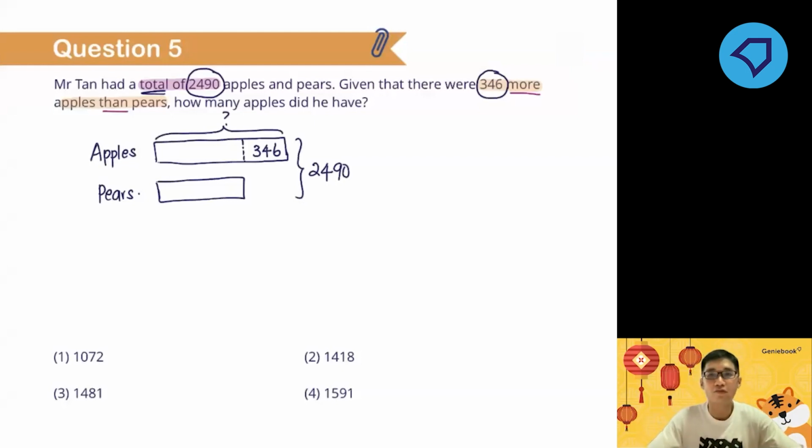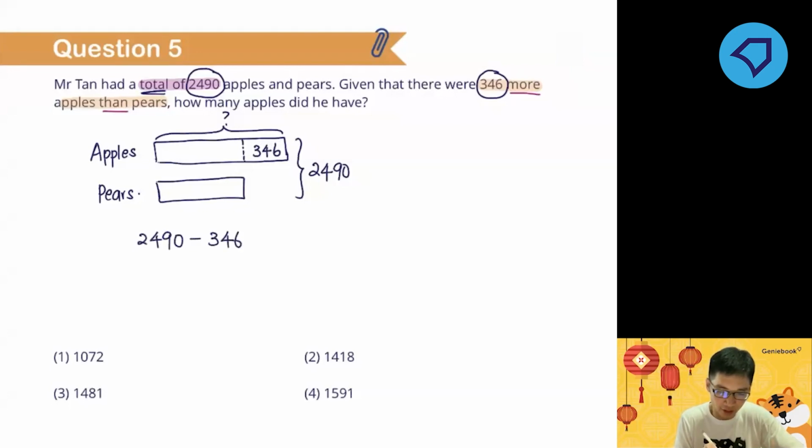So what is the first step that you recommend that we should all start with first? Do I divide 2,490 by 2? No, right? Because these two models are not equal. So we cannot just simply take 2,490 and divide by 2. We first need to remove the extra part in the model, this part that's jutting out from the model. So the first step, we will take 2,490 minus away 346.